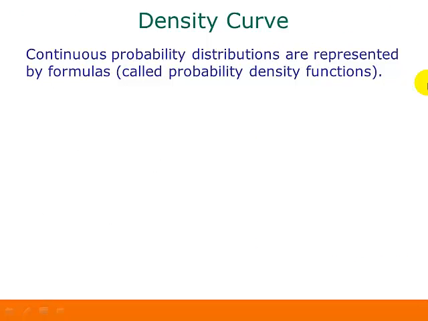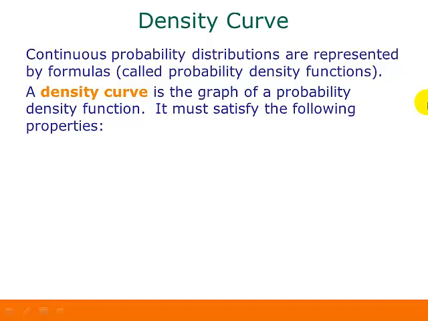Continuous probability distributions are quite different than discrete probability distributions because, for one thing, they cannot be represented by a table that lists all the specific values of x and their probabilities. That works for discrete probability distributions because you can list those different values. However, for continuous probability distributions, we can't do that. So these are usually represented by formulas, which are called probability density functions.